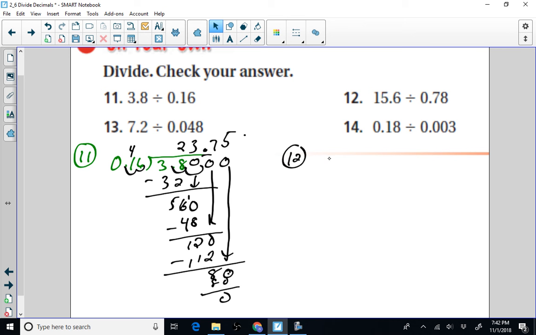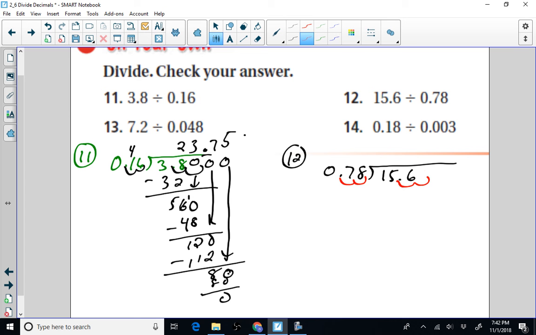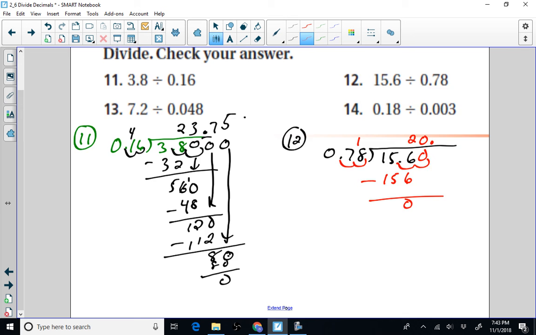Problem 12. We have 78 hundredths, dividing that into 15 and 6/10. We have to slide our decimal point 2 places to the right in our divisor, 2 places to the right in our dividend. Have to add a 0 at the end of the number. Decimal point goes in our quotient. 78 goes into 156. I think that's going to go 2 times. 2 times 8 is 16. Carry the 1. 2 times 7 is 14, plus 1 is 15. That's nice. Subtract, I get 0. So 0's got to go into our quotient. Our quotient's going to be 20.